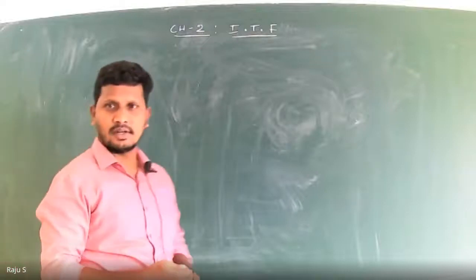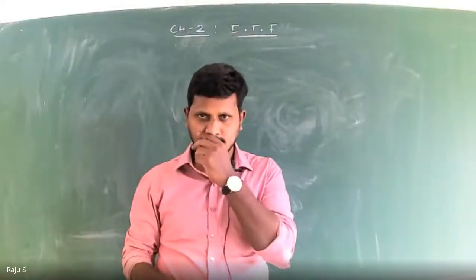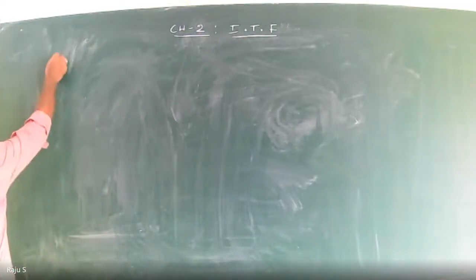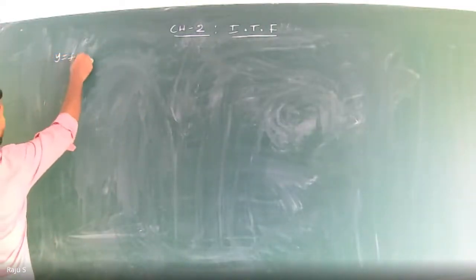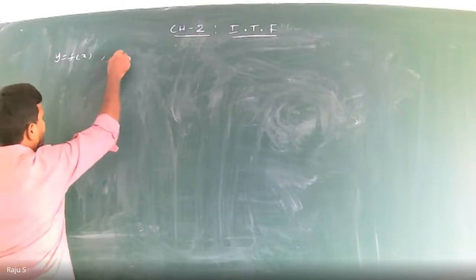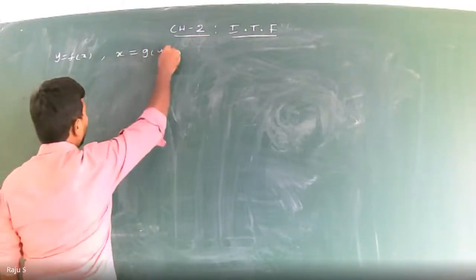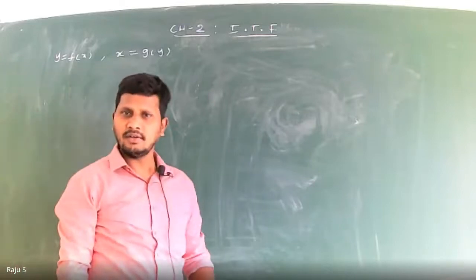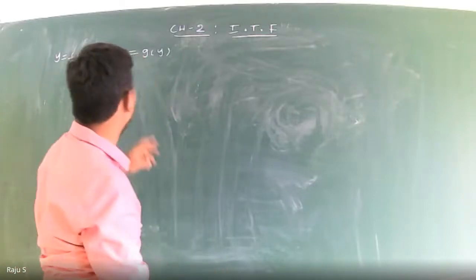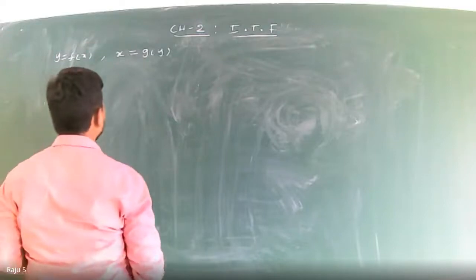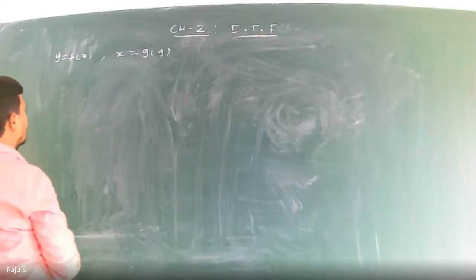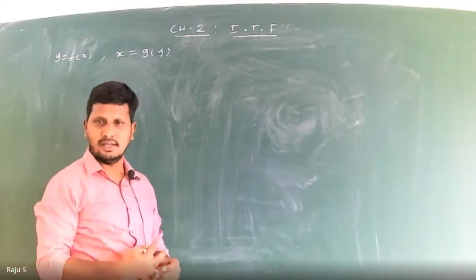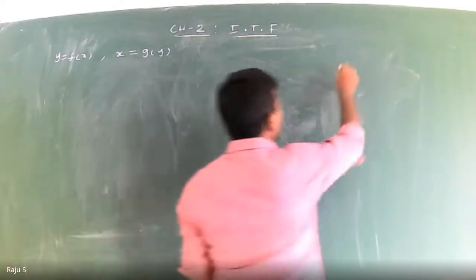So, inverse trigonometric functions. If you see here, I am taking y is equal to f of x to be any function, and x is equal to g of y, any other function. Y is equal to f of x and x is equal to g of y are two functions, and these two functions are said to be inverse to each other. What is meant by that?